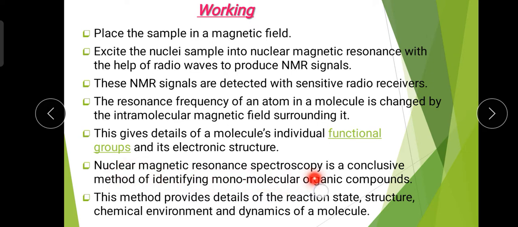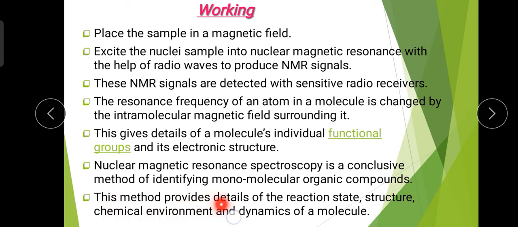Nuclear magnetic resonance spectroscopy is a conclusive method of identifying monomolecular organic compounds. It means with the help of this NMR spectroscopy we can identify monomolecular organic compounds. It is generally also used in chemistry, to detect or to study organic compounds.